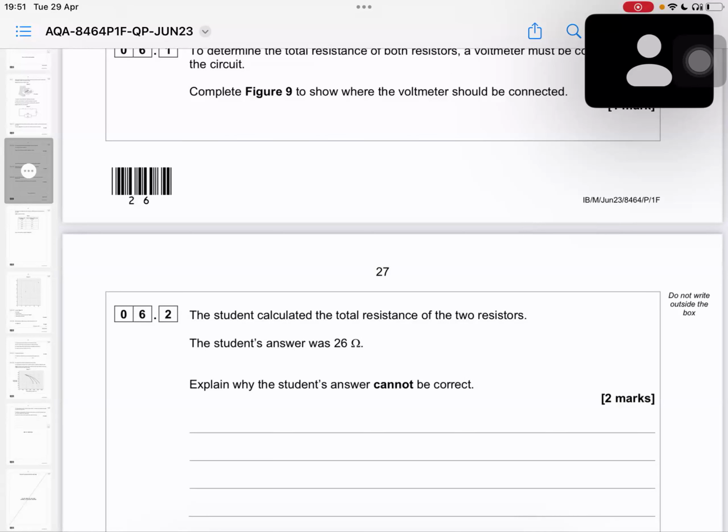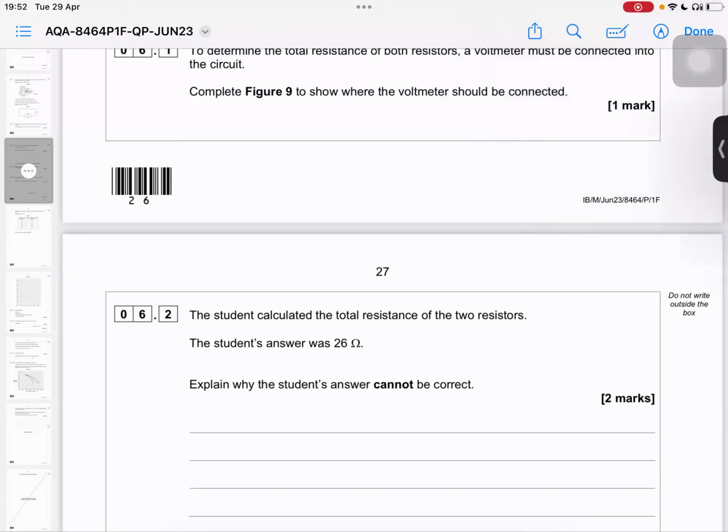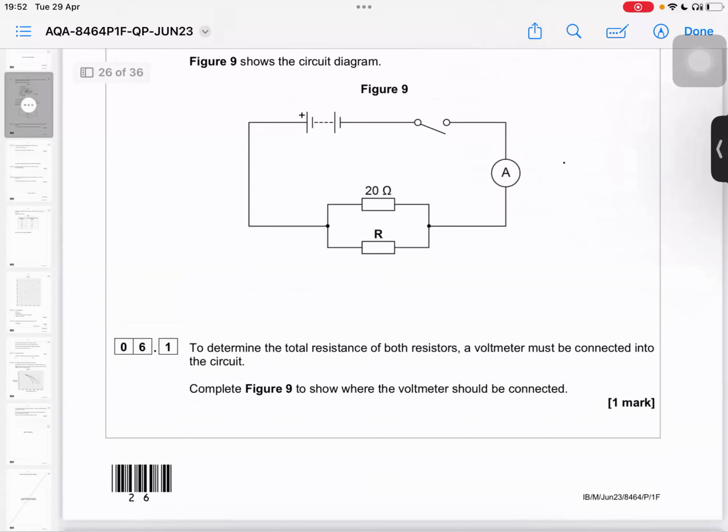Let me see. Could you scroll up? Let me take a look at the diagram again. Okay, one is 20, sorry, not 2. 20, and the other one is, and it's saying the total is 26. Okay, scroll down, let's see.